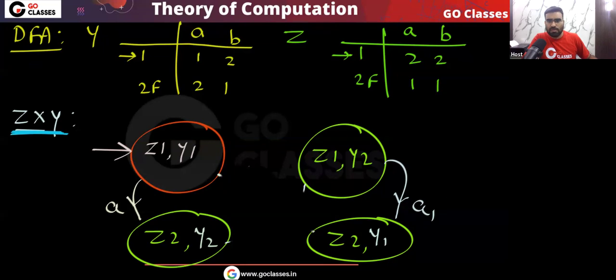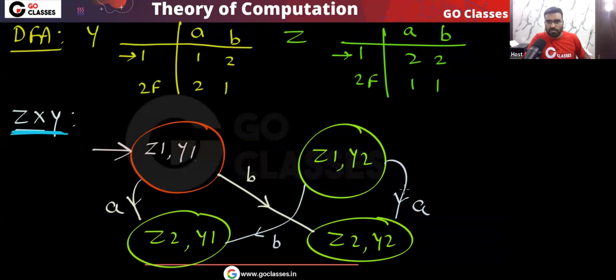Yeah, it was correct. No problem. Because if I make it B, then this A will come. Okay, like this. No problem. So this is correct. Now you tell me.